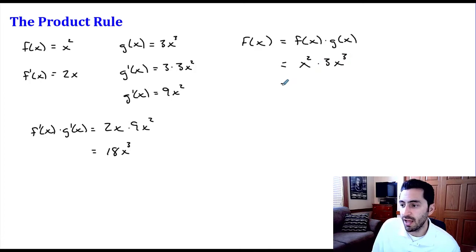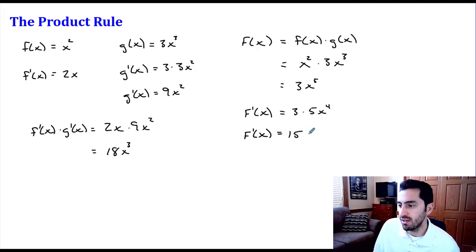So that means that capital F of x is going to be defined by 3x to the 5th. And now, after simplifying that, let's find the derivative of capital F of x. Again, it's just a power function. So our coefficient 3, 5 comes down, and we reduce that exponent by 1. So our derivative here, capital F prime of x, we end up with 15x to the 4th.